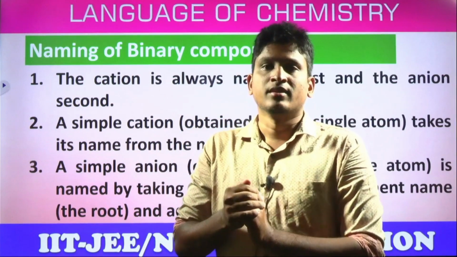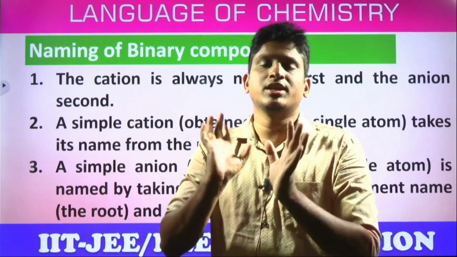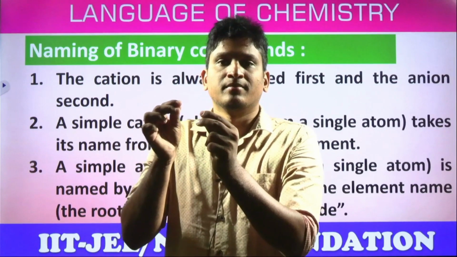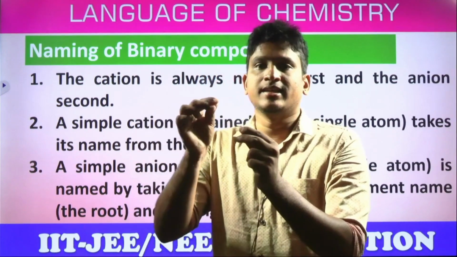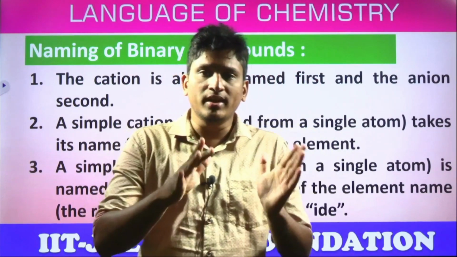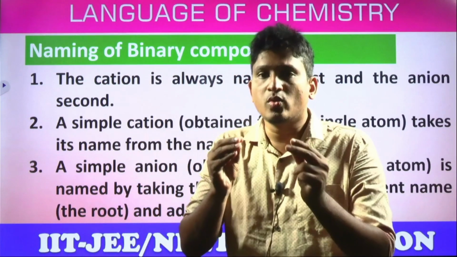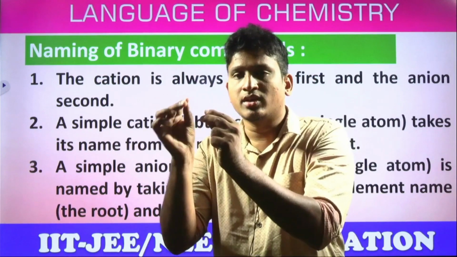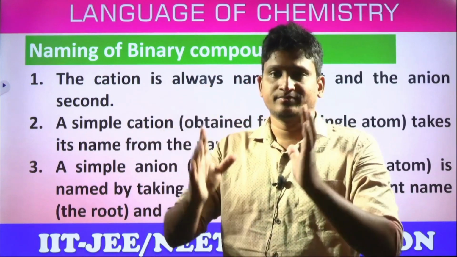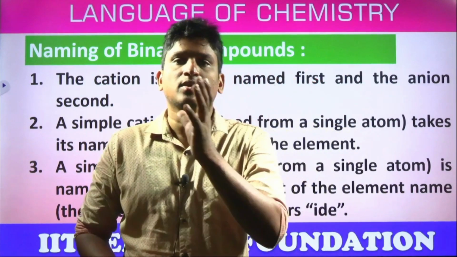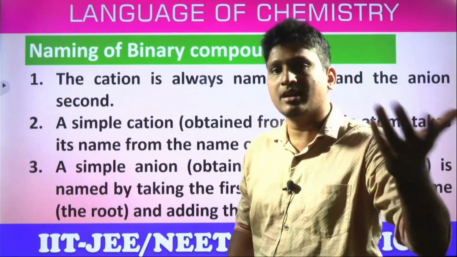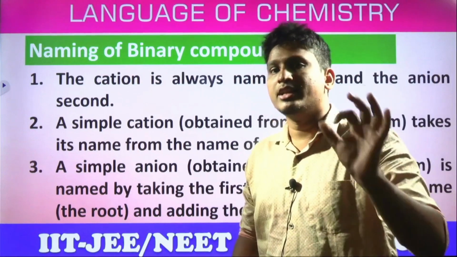For the non-metallic part, students, you have to make only one small change: the last part of the non-metallic name should end with IDE. For example, NaCl is not sodium chlorine. NaCl is sodium chlor; you have to take only chlor and replace the remaining part with ide. Sodium chloride. The name of the compound is sodium chloride. So this is the only rule you have to follow: the metallic part directly from the element name only, and the non-metal should end with IDE.